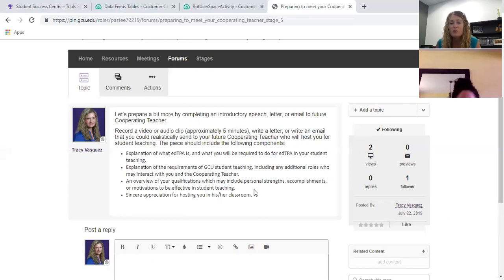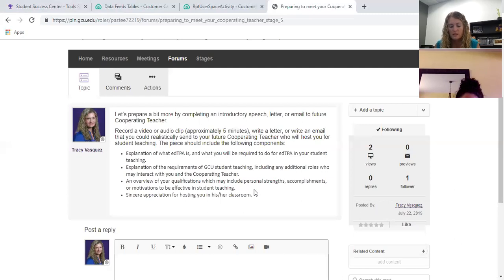Again, it's best to do it voice to voice, but if you can't do it voice to voice, it is so important to get this information to your cooperating teacher ahead of time. So if your student teaching starts next week and you still haven't met them yet, you might want to just type something up and send it by email. Like I said, most teachers should be aware of EdTPA already, but you don't want to leave anything to chance. So just do your due diligence and make sure that they are aware. And it sounds very professional coming from you as well. It also shows that you're aware and you're prepared for it.